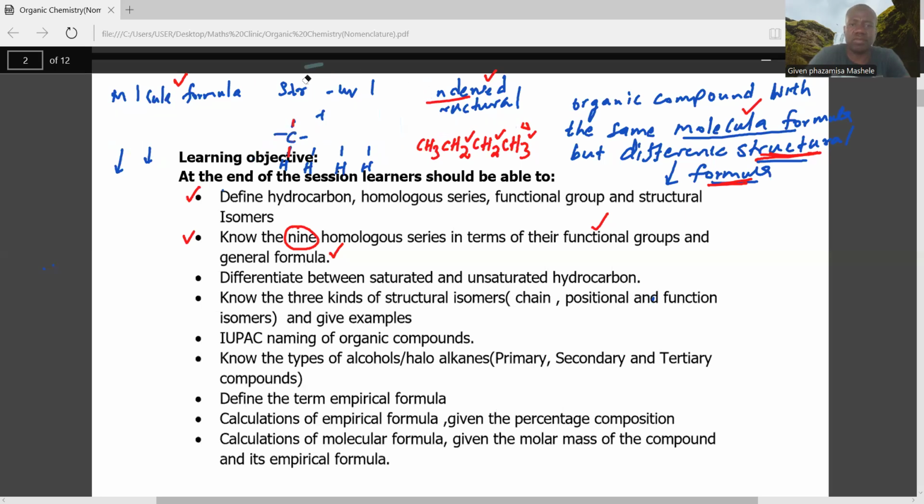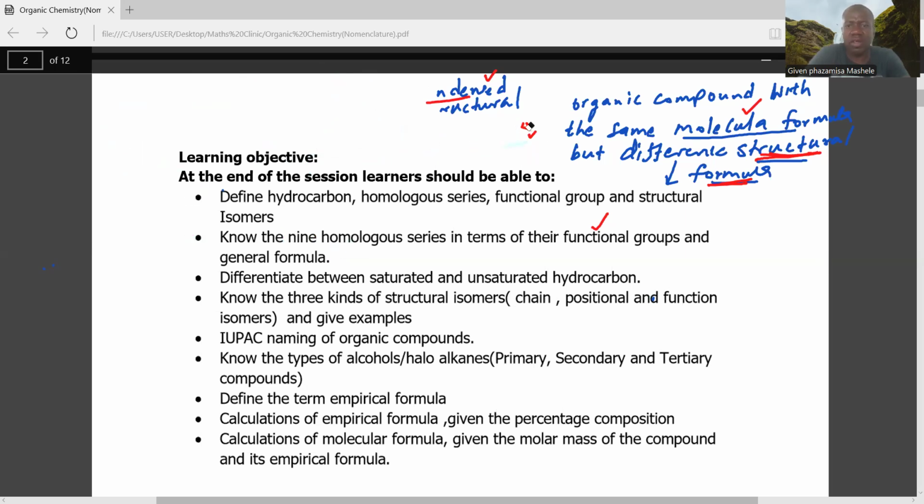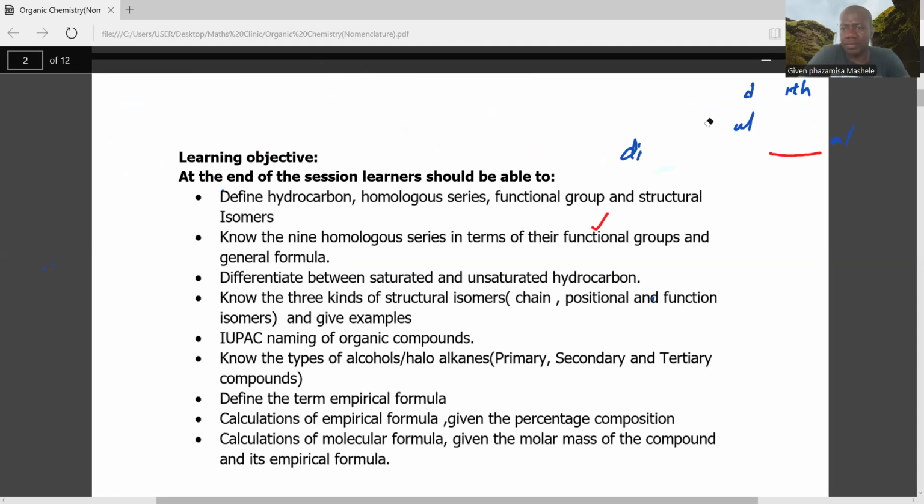All right, without wasting time, I've designed a table to explain these 9 homologous series one by one in terms of their functional group and in terms of their general formula. So in this section, you will also be able to know the homologous series which are actual hydrocarbons, and the other ones which are not hydrocarbons.